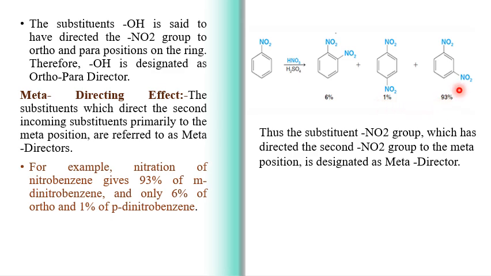Here the majority of the product obtained is the meta product, so we are omitting the ortho as well as the para, and we take the meta as the product. So the substituent nitro group directs the second nitro group to the meta position, and this nitro group is designated as a meta director.